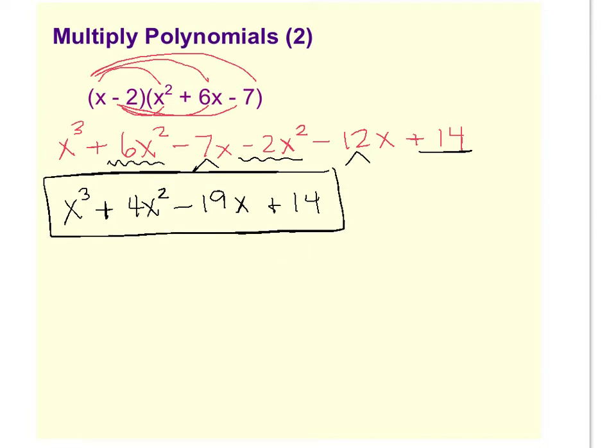So the first method I'm showing you works a lot like distributing. This is actually how FOILing works, but we just have a trinomial here for our second term.